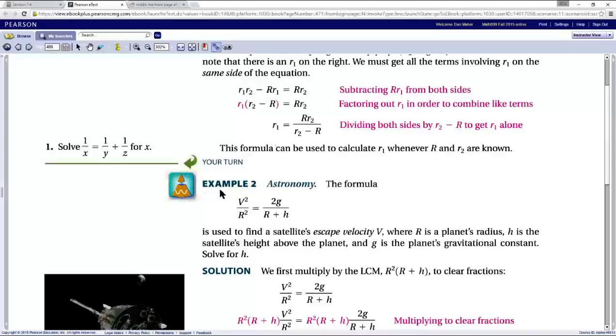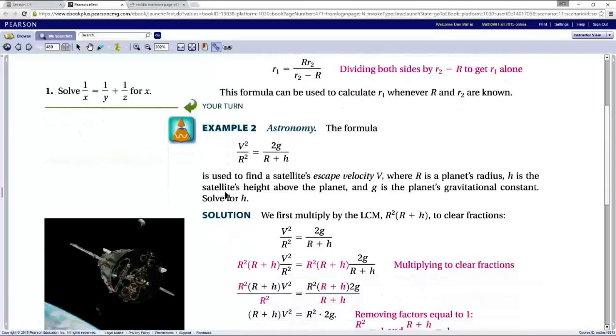Now example 2 starts with a formula in astronomy. This is to find a satellite's escape velocity, which is how fast this thing has to go to break away from Earth's gravitational pull, and that's what this formula does. And so they explain what that is.